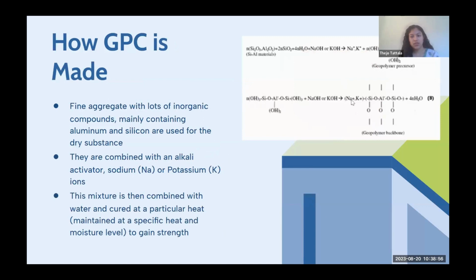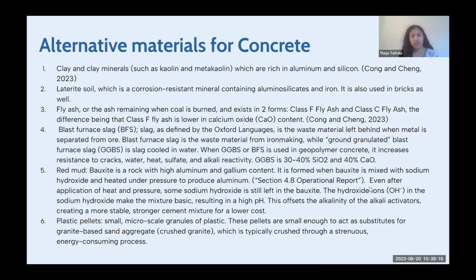It's made of aluminosilicate chains combined with an alkali activator, which is generally sodium or potassium ions. This mixture is then combined with water and cured at a particular heat or maintained at specific heat and moisture level to gain strength. And the concrete is then used in precast structures or whichever construction application is needed.